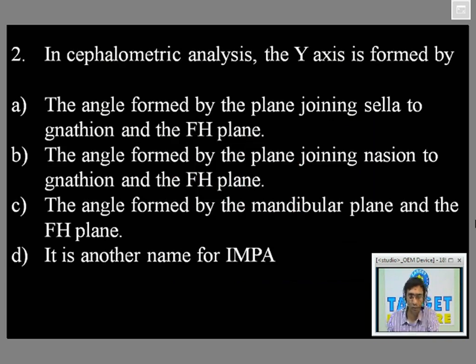We move on to the next question. In cephalometric analysis, the Y-axis is formed by: the angle formed by the plane joining sella to gnathion and the FH plane, the angle formed by the plane joining nasion to gnathion and the FH plane, or the angle formed by the mandibular plane. No, it is not the mandibular plane or IMPA. It is related to sella, gnathion and the FH plane. So the answer is A.